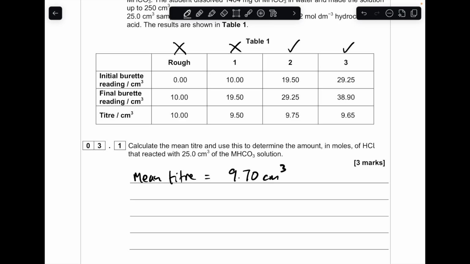So how many moles of HCl is reacted? Well, it's just concentration times that volume, but we've got to put it in decimeters cubed. So the moles of HCl, 9.894 times 10 to the minus 3.